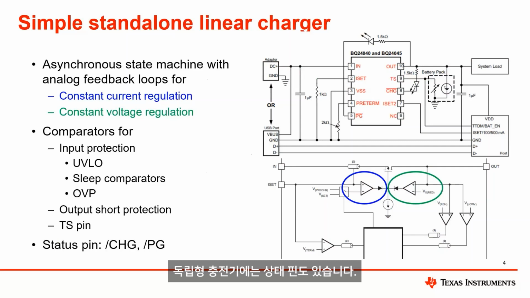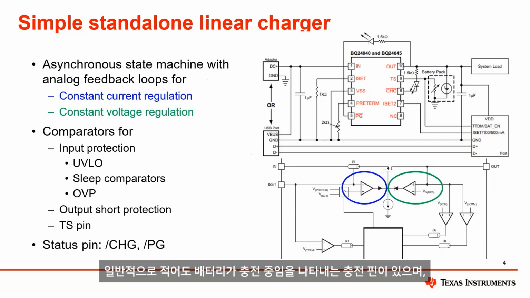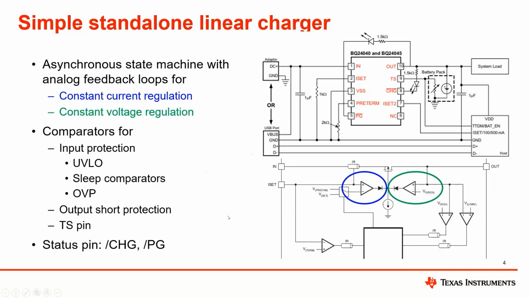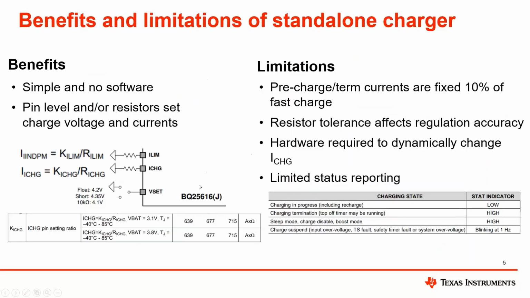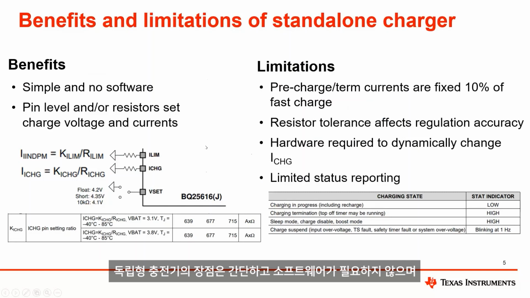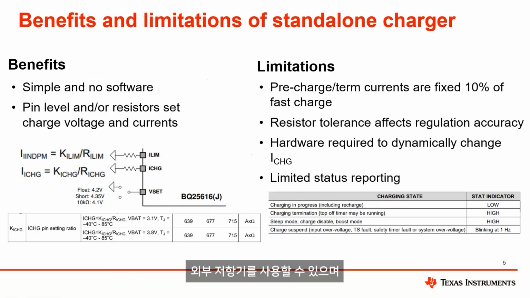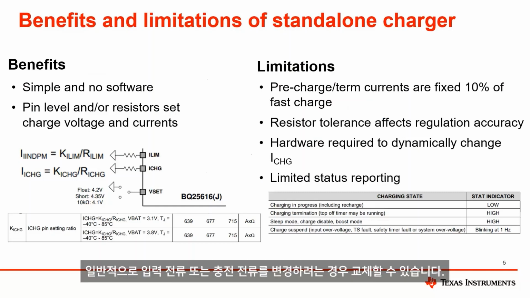Standalone chargers also do have status pins, typically at least a charge pin that will indicate that the battery is charging, but they also may have a PG pin to indicate that the input power is good. The benefits of the standalone charger are they're simple and there's no software required, and you can use external resistors and typically swap them out potentially if you want to change either the input current or the charge current at some point.